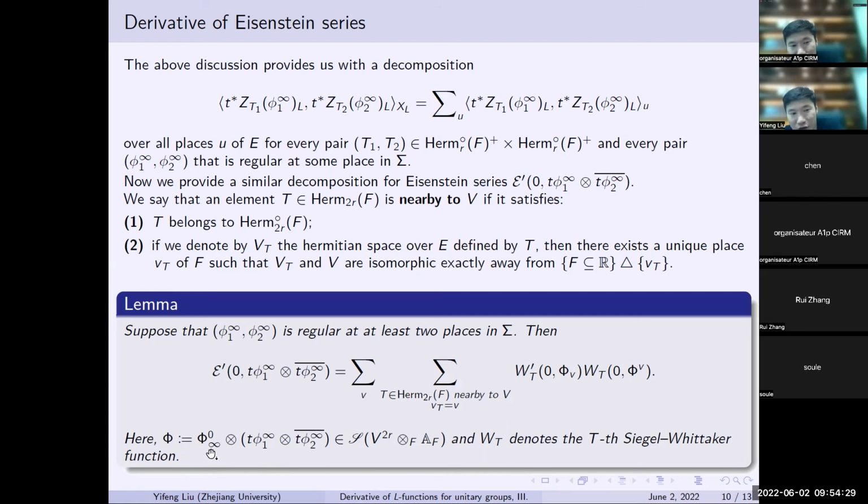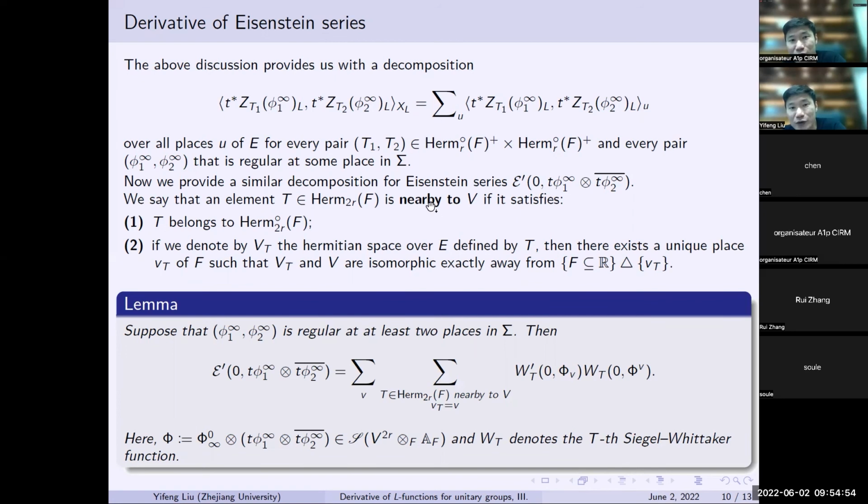I just put it for short. Okay, I denote it by phi. And the Wt is the T-th Siegel-Whittaker function of this Schwartz function. Okay, and I'm not going to give you a precise formula, but this is a well-studied object. But it is also a function in s. There is an s variable, and at v, I take the derivative at s equals u.